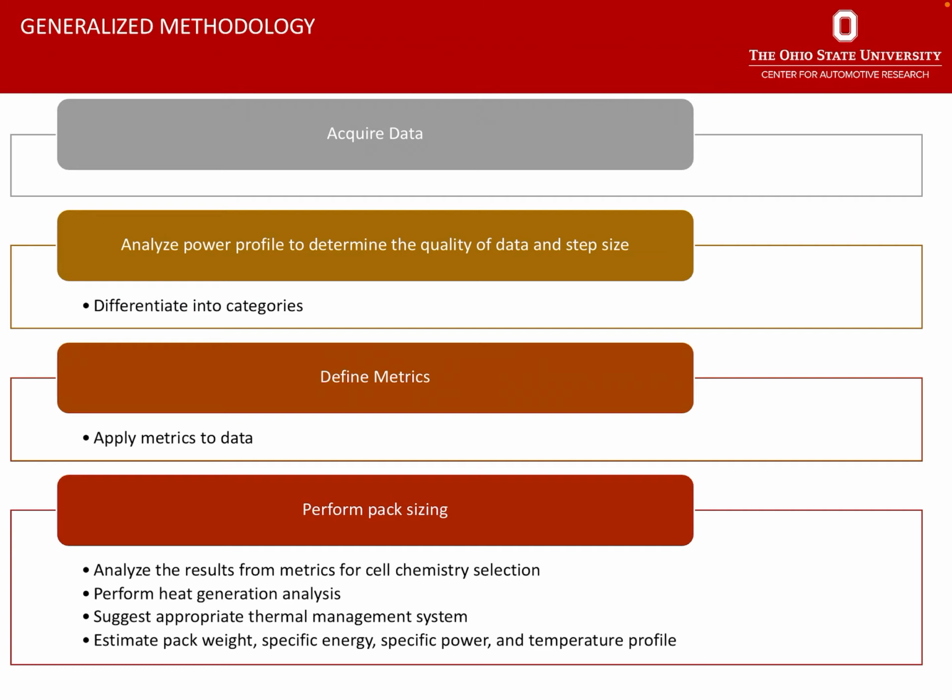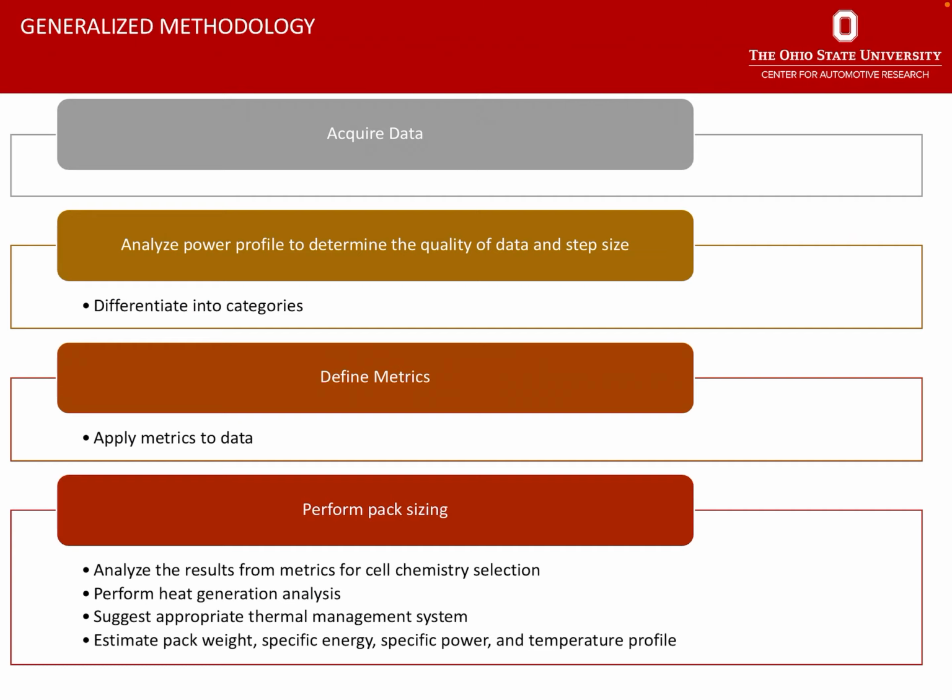The second step was to analyze the power profile to determine the quality of the data and the step size of the data. It was important to do this step to create a generalized algorithm to process all of the data and to apply the metrics that are defined to compare all of the racing profiles.